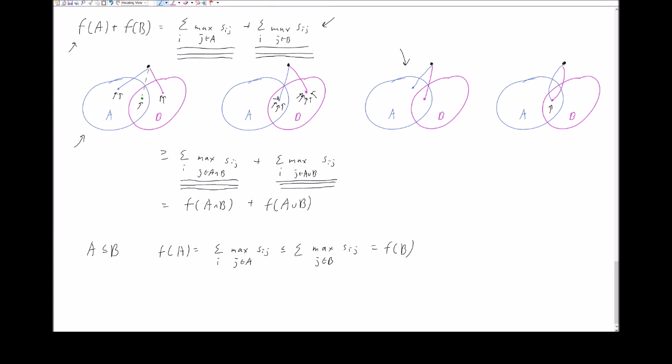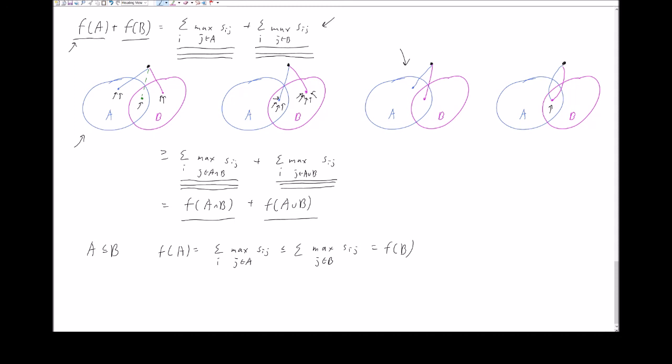Since this inequality is true for every client, it's going to be true when we sum over all of the clients. And recall, the way that we now analyze this is a very intuitive analysis based on the different cases. Finally, what we write is that the function evaluated at A plus the function evaluated at B is greater than or equal to the function evaluated at the intersection of A and B plus the function evaluated at A union B. This proves that this function is submodular.